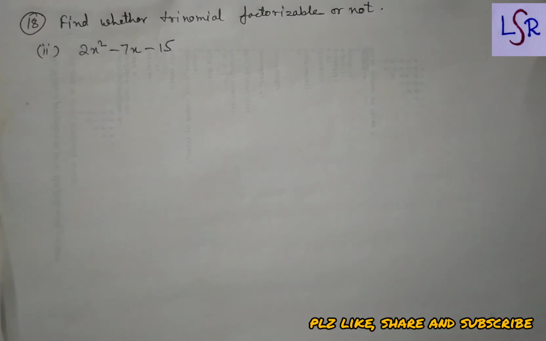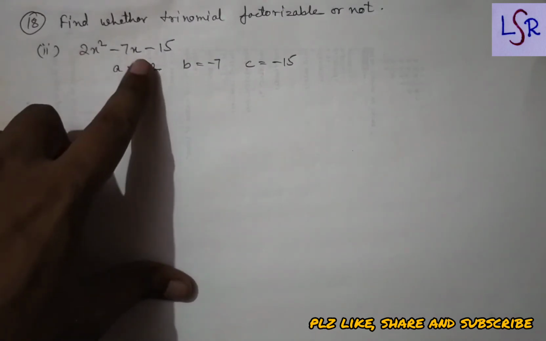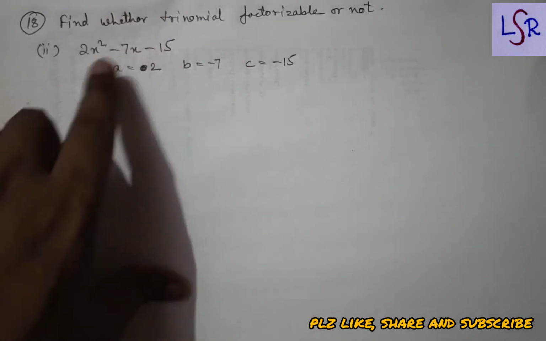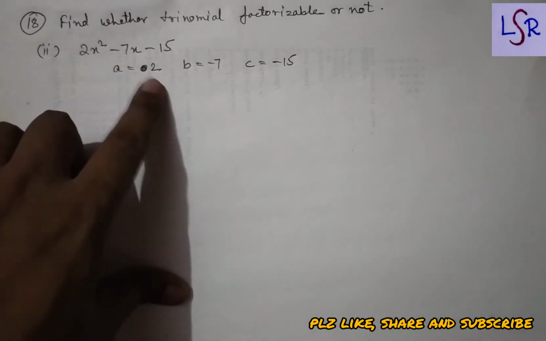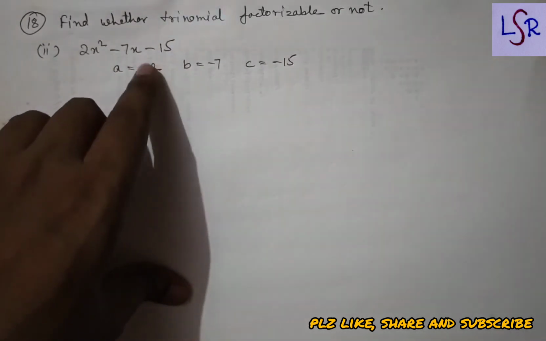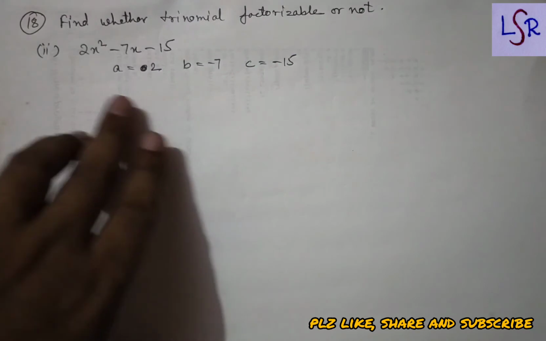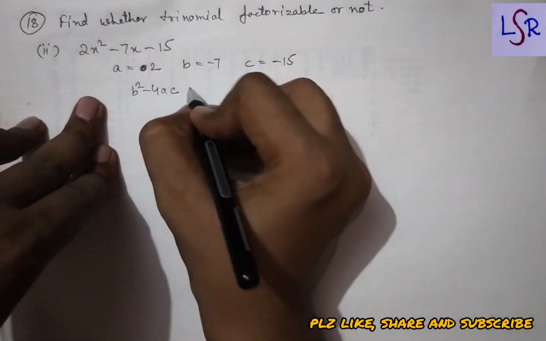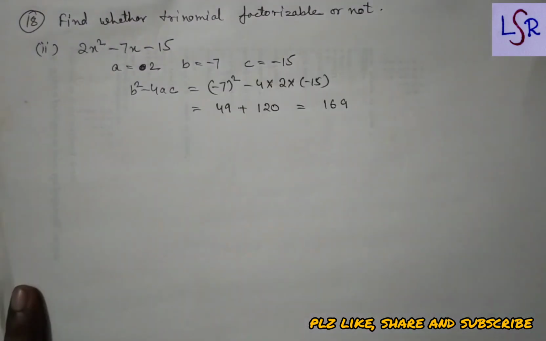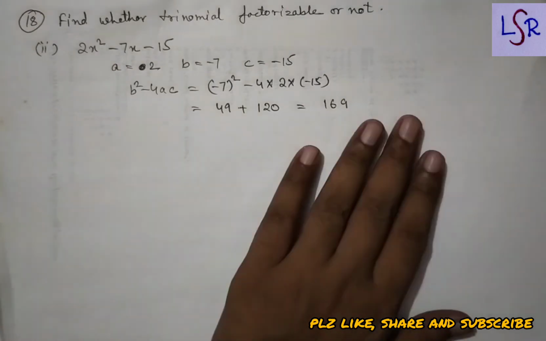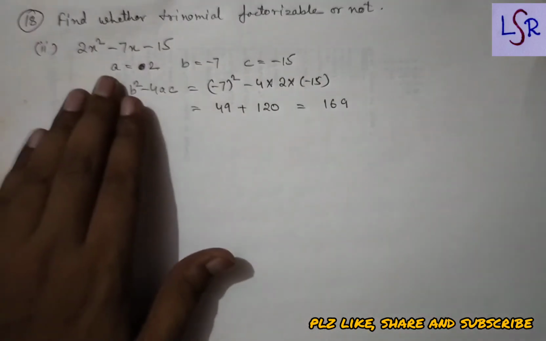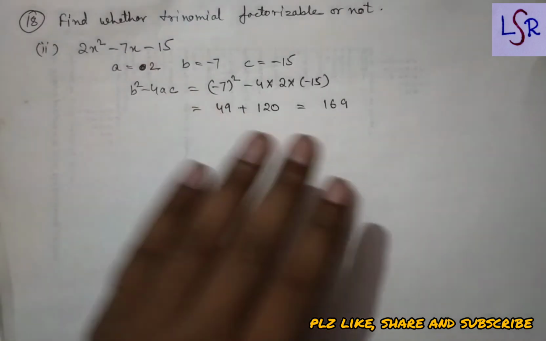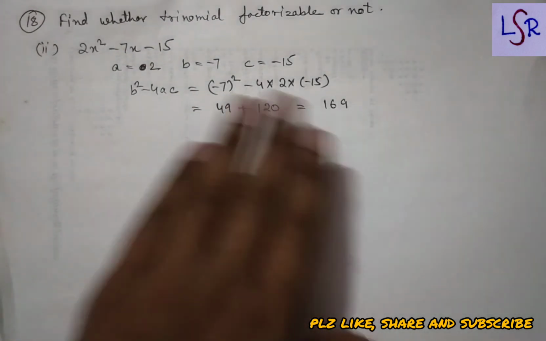Here in question number 18 we have to check whether the given trinomial is factorizable or not. For that, here we take this one as a, this one as b, and this one as c. The coefficient of x square is taken as a, the coefficient of x is b, and the constant is taken as c. Now we will find b square minus 4ac, and here we got a perfect square, 169. So as 169 is a perfect square, therefore this trinomial is factorizable, and if it is not a perfect square, then it will not be a factorizable trinomial.